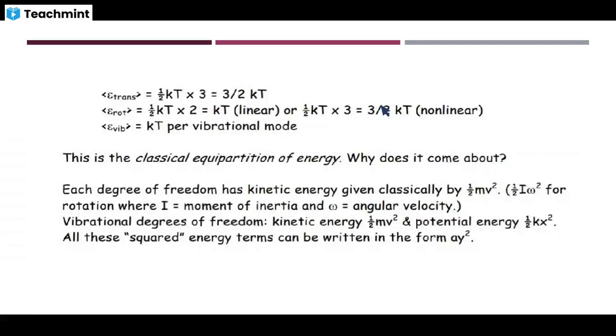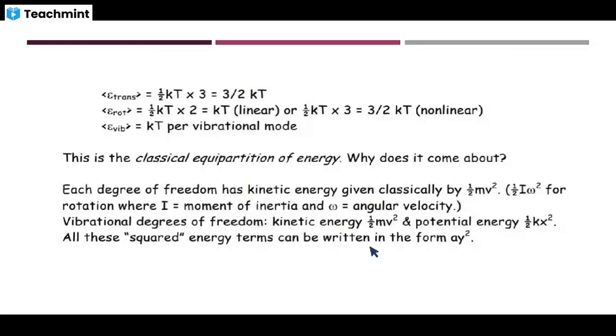Why does it come about? Each translational degree of freedom has kinetic energy given classically by half mv square. For rotational it is half I omega square, where I is the moment of inertia and omega is the angular velocity. For vibrational degrees of freedom, the kinetic energy equals half mv square and the potential energy equals half kx square. All these squared energy terms can be written in terms of a y square. Like half m, half is a constant, and m is also constant.